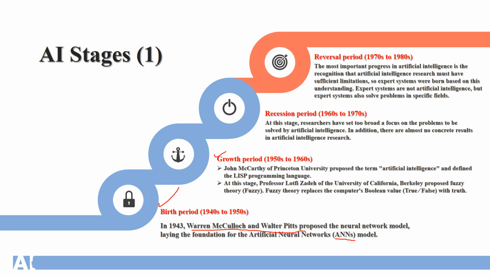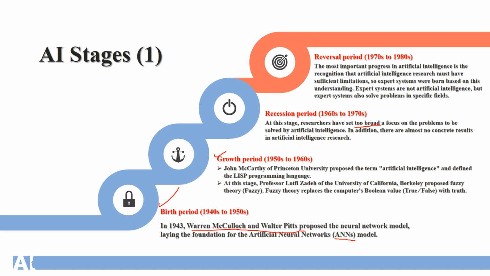And 1960 to 1970 is called a recession period. During the recession stage, research was said to have too broad a focus. Okay, if the thing is too broad, maybe you will give up, so they call it the recession period. There was too broad a focus on the problems to be solved by AI. In addition, there were almost no concrete results in AI research.